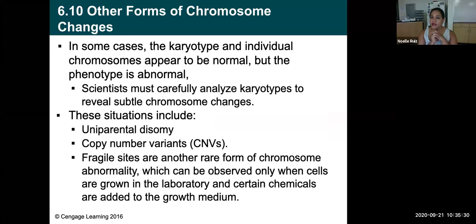Other forms. In some cases, the karyotype and individual chromosomes appear to be normal, but the phenotype is abnormal. So scientists have to carefully analyze the karyotypes to reveal subtle chromosome changes, like the inversion or the duplication. Those are very subtle changes. Other situations include uniparental disomy, which we'll talk about in a minute, copy number variants, and fragile sites, another rare form of chromosome abnormality, which can be observed only when cells are grown in the laboratory and certain chemicals are added to a growth medium. So you really have to be looking for something to be wrong to detect the fragile site.